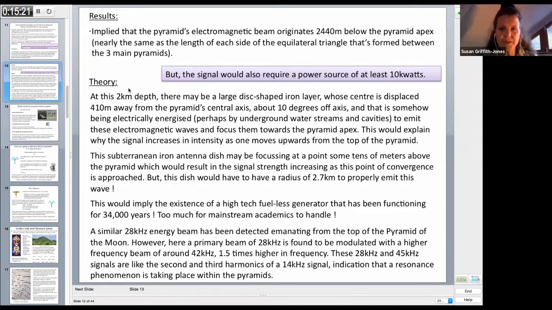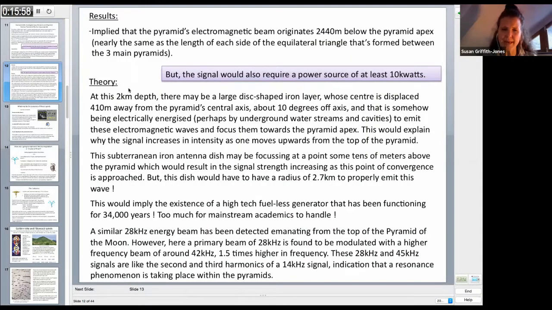And this I'm actually copying from Paul LaViolette's work, and I don't know why it would have to have its center displaced by 410 meters and be about 10 degrees off axis. But this is how he writes it. And that is somehow being electrically energized, like we've mentioned before, and Sam has also mentioned that this is perhaps by underground water streams and cavities that are interacting with this iron plate, to emit electromagnetic waves and focus them towards the pyramid apex.